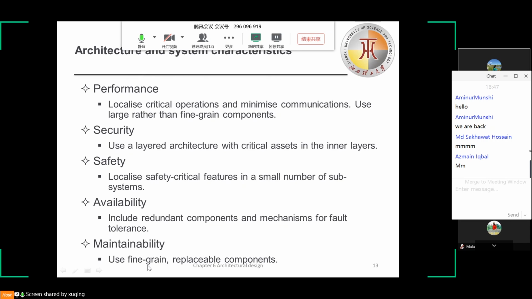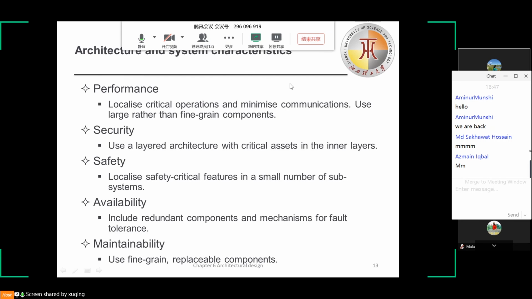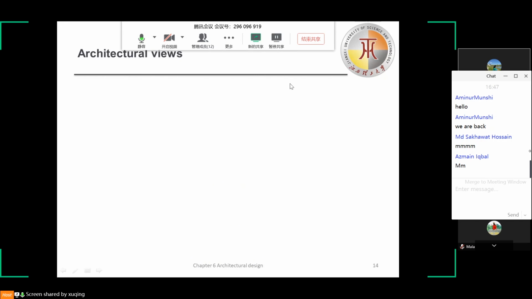And producers of data should be separated from customers, and shared data structures should be avoided. Here are the architecture and system characteristics. Now we'll see the architectural views. In the introduction of this chapter, we have said that architectural models of a software system can be used to focus discussion about the software requirements or design.